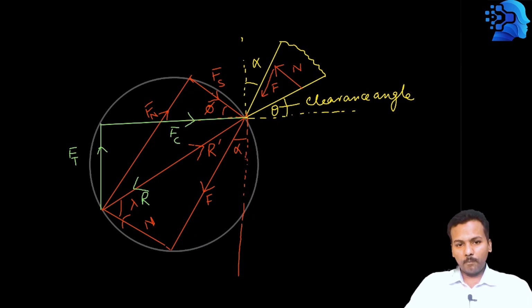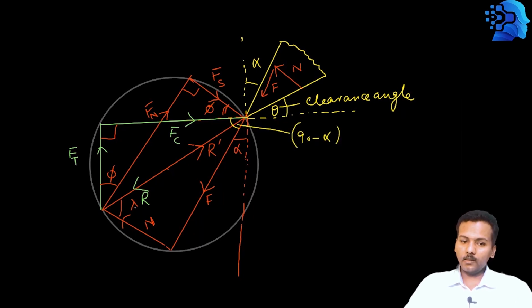Therefore, the tips of all these forces will coincide on the perimeter of a circle, and that is the virtual circle known as the Merchant circle diagram. This is the diameter of this circle, and we all know from the concept of geometry that this angle is 90 degrees. This is the common line. So if this angle is phi, this angle will again be equal to the phi angle. This is the alpha angle, the rake angle. Now this angle will be 90 minus alpha.